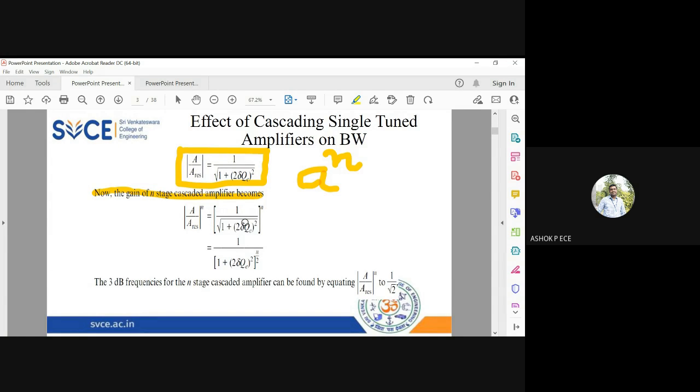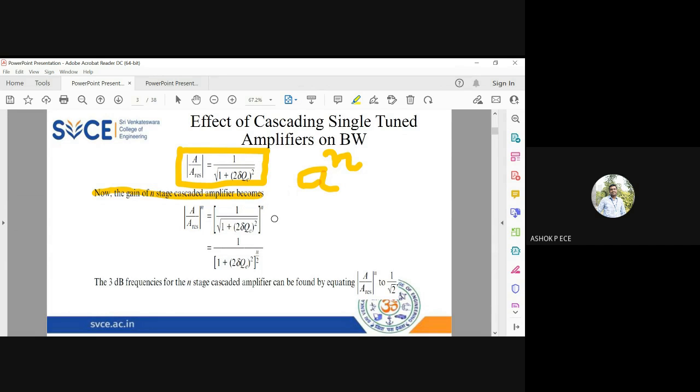Actually, it is not power n, it will be the product of individual expressions. But since all the amplifiers are considered to be identical, the gain will also be the same. So it is just like multiplying the same number n times, which is mathematically equivalent to writing it as a power n. So it is 1 by square root of 1 plus 2 delta QE the whole square, the whole power n.